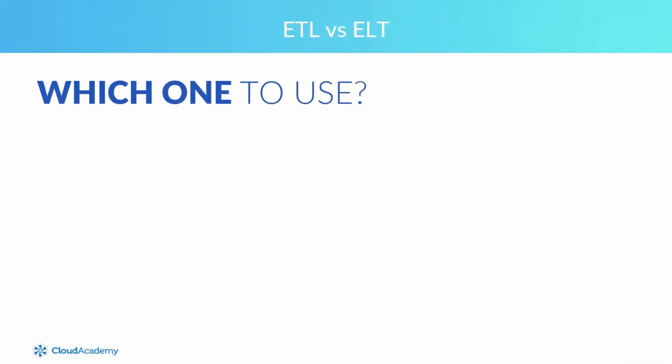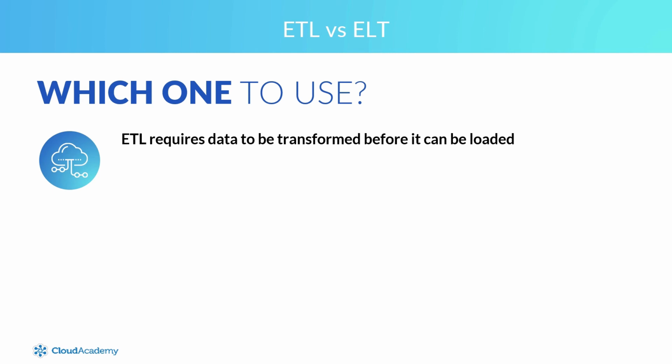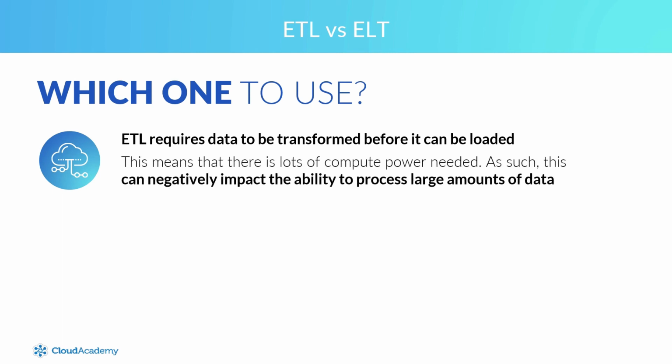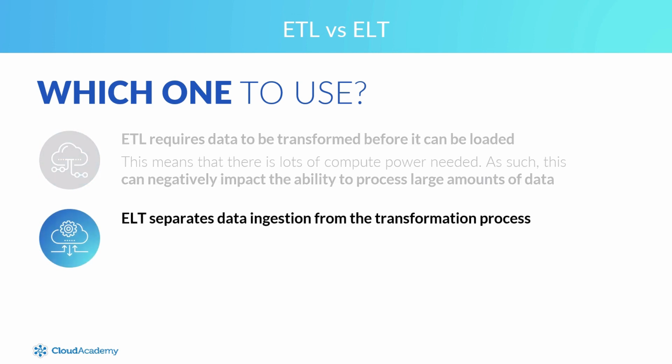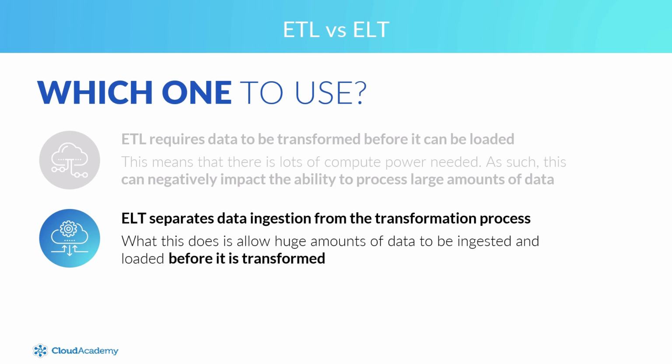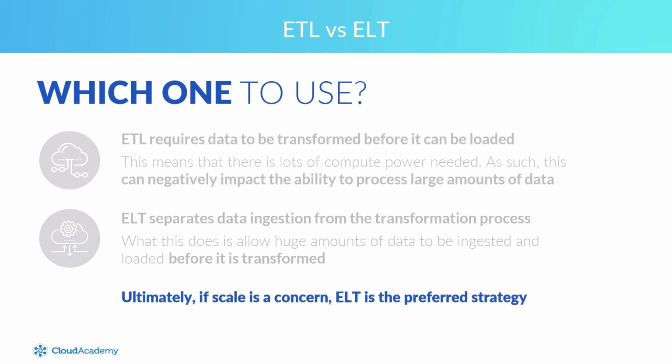When considering ETL versus ELT, the main driver generally comes down to scale. Using ETL requires data to be transformed before it can be loaded. This means that there's lots of compute power needed. As such, this can negatively impact the ability to process large amounts of data. Using ELT instead separates data ingestion from the transformation process. What this does is allow huge amounts of data to be ingested and loaded before it's transformed. By breaking the process apart in ELT, it's possible to ingest lots more data than with ETL. You can essentially ingest data as fast as it's written. Ultimately, if scale is a concern, ELT is the preferred strategy over ETL.